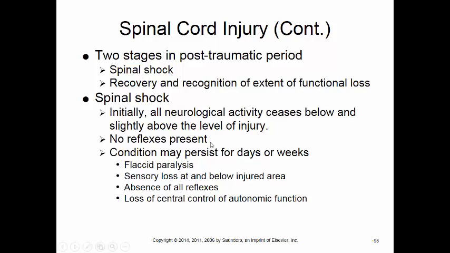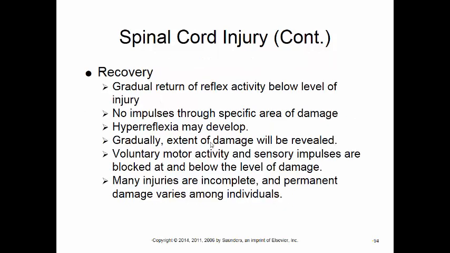So initially, all the neurological activity pretty much stops below the site of the injury and slightly above, with no reflexes present. Then after the injury, and this may go on for days or weeks, with this flaccid paralysis, sensory loss, and absence of reflexes. Then with recovery, you see the reflex levels begin to activate below the site of the injury, but there's still no impulses from that specific area damaged. And we even can see hyperreflexia occur because there's no dampening down from the brain.